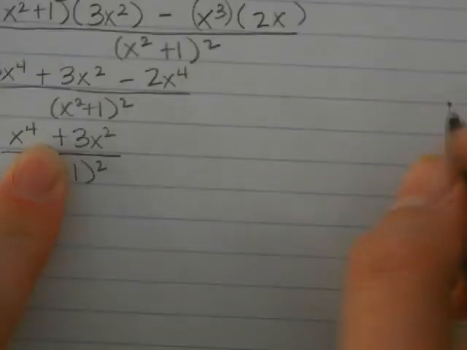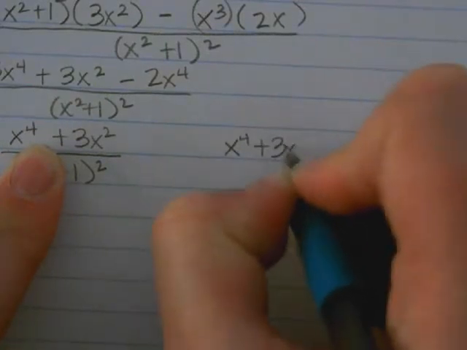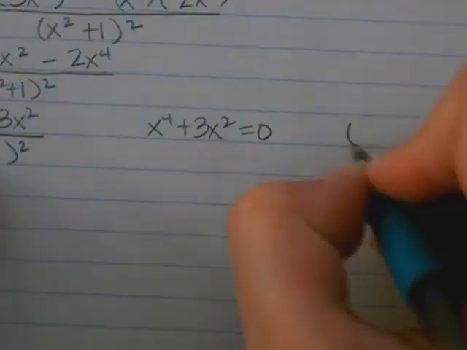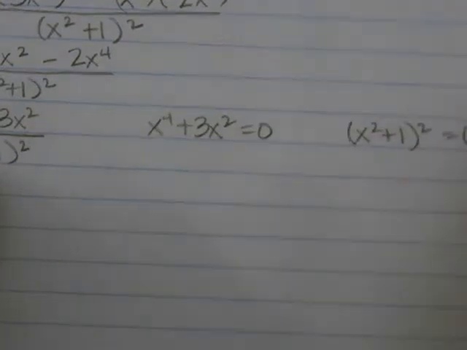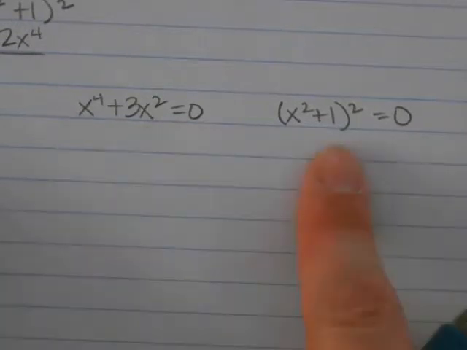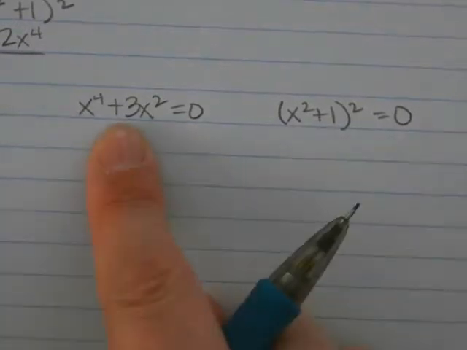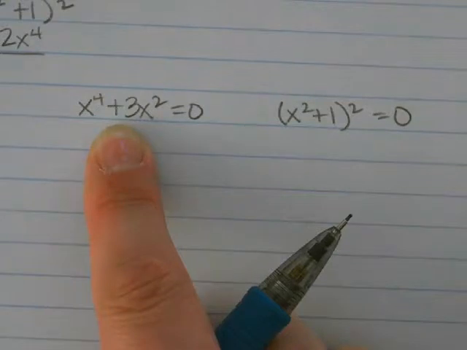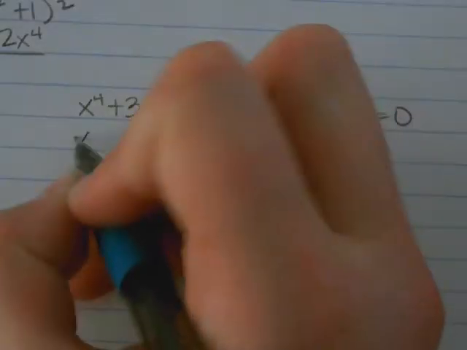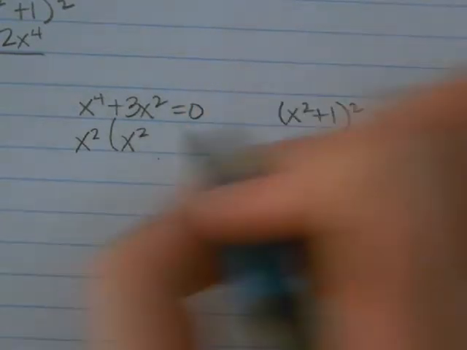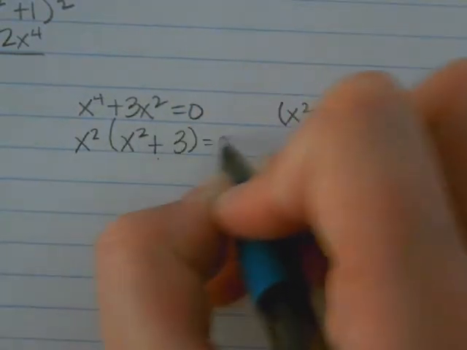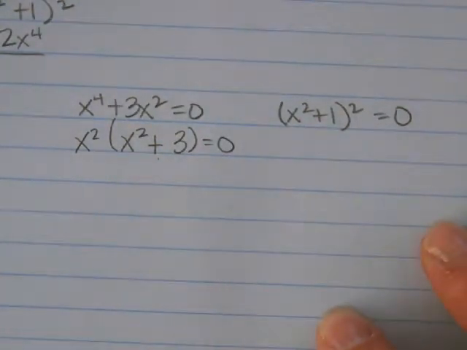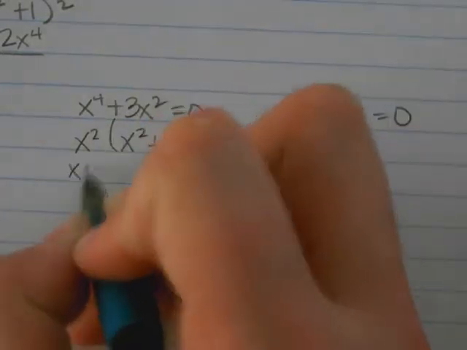So I'm going to go ahead and write x to the fourth plus 3x squared equals 0. And I'm also going to write x squared plus 1 squared equals 0. So this is where the slope is 0, this is where the slope is undefined. How do I solve something that looks like this? You have to factor. So factor out an x squared, we have a GCF. And that leaves x squared plus 3. All right. So x squared equals 0, so that means x equals 0, so that part's good.